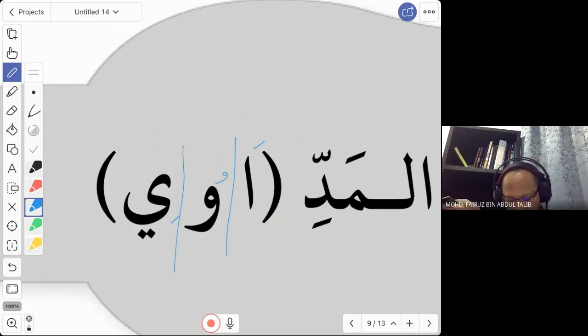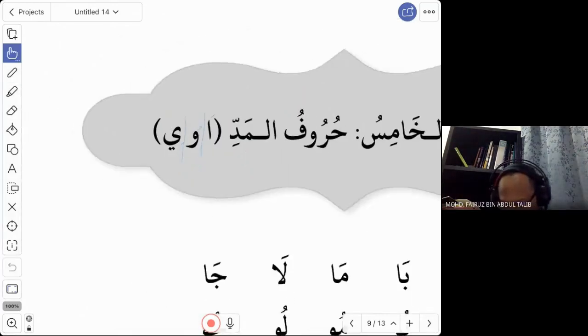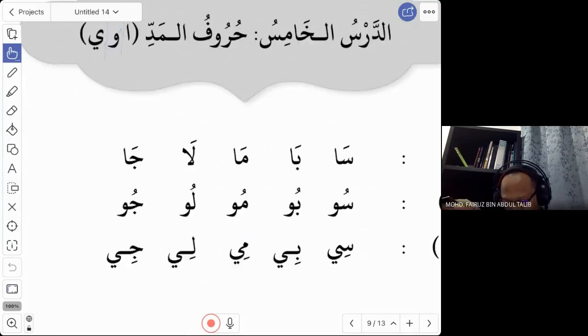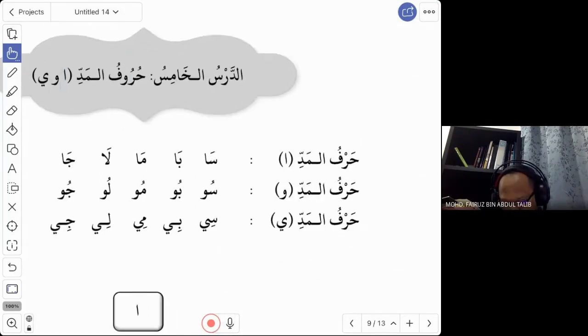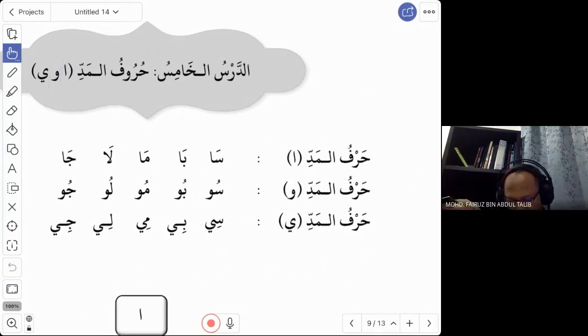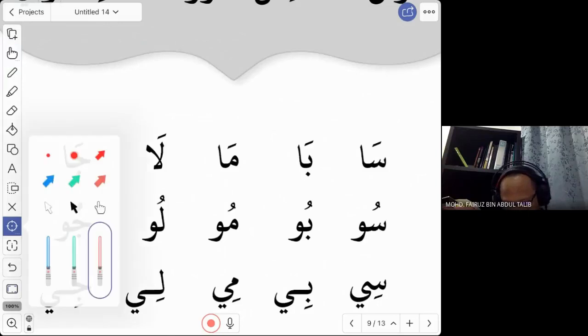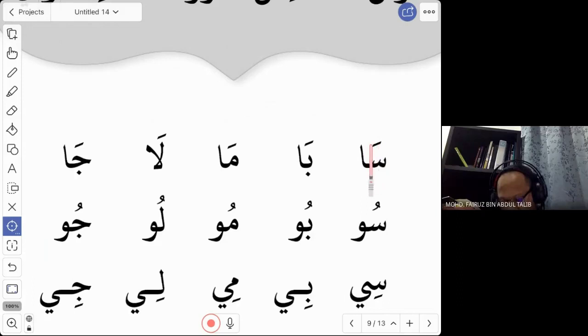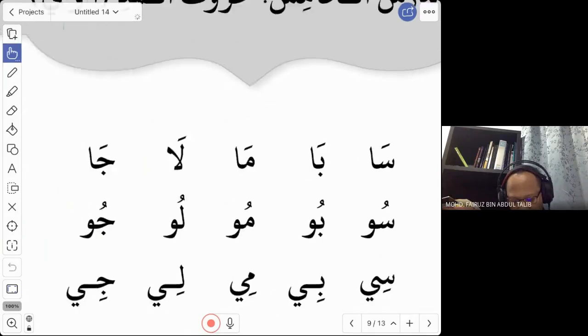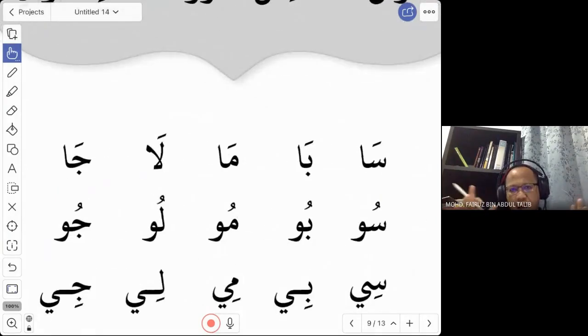Okay, let us come back to this mad. All right, so these are the huruf al-mad, or the long vowels. These are the examples of mad. For example, the first line is the mad for the letter alif. As you can see here, you should have this fathah. Then only can you produce it with a long sound: sa, ba, ma, la. This is lam and alif. So this is mad with fathah.